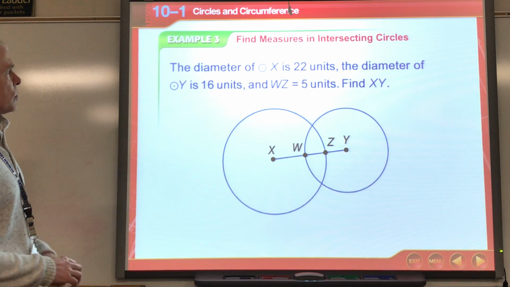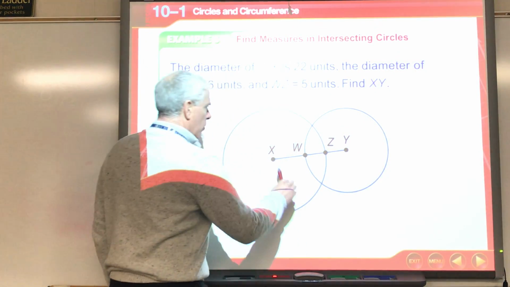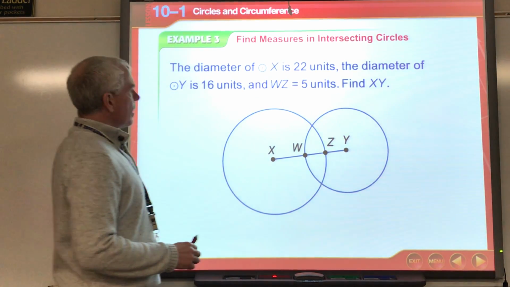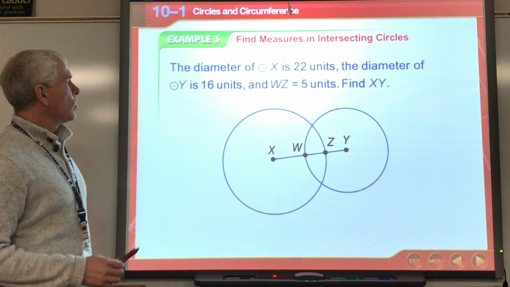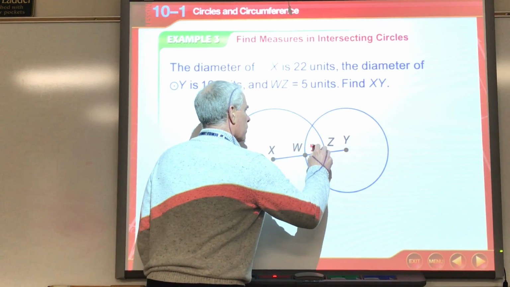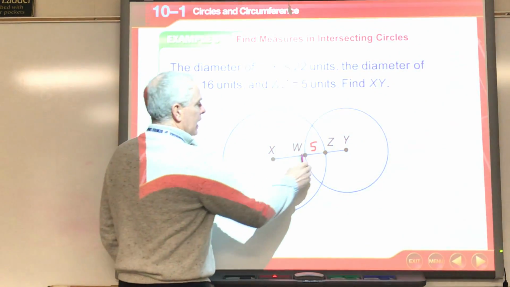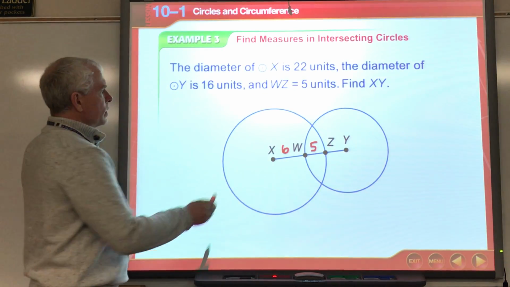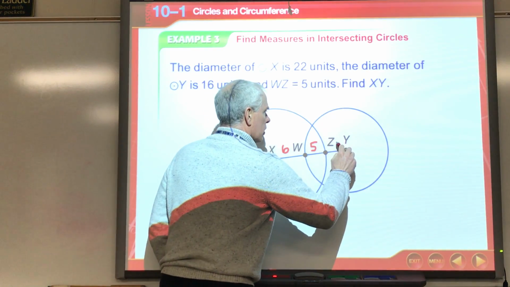So the diameter of circle X is 22 units. Okay? That means from X to Z would be 11. Okay? And the diameter of Y is 16 units. So from Y to W is 8, half of 16, and WZ is 5. So let's write this one in here. Okay? So if WZ is 5, we had said that XZ is 11, or half of that. That makes this one 6. And we said that WY is 8, or half of 16, so that makes this one 3.